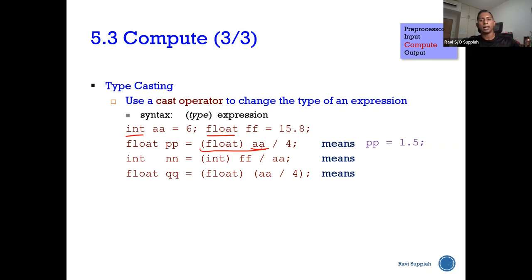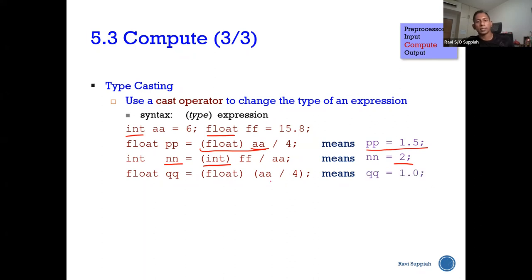So that is why 6 divided by 4, I'm able to get an answer with a decimal point, 1.5. All right. Now, if I look at the next instruction here, integer FF divided by AA, what is happening? I'm taking FF, which is a float, but I'm now casting it to an integer. That means for this particular instruction, I want to treat it as an integer. So when I treat it as an integer, it becomes 15.8, which is 15 divided by 6. So it will be 2 point something. Since it's 2 point something and the result is stored in the integer variable, I'm only able to keep the integer portion of it.